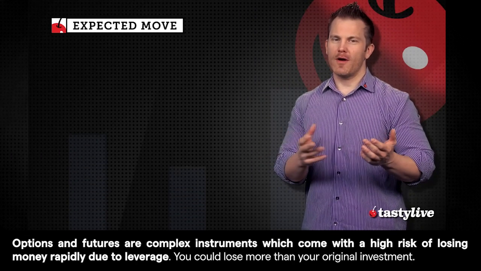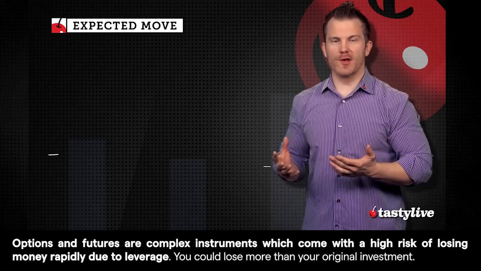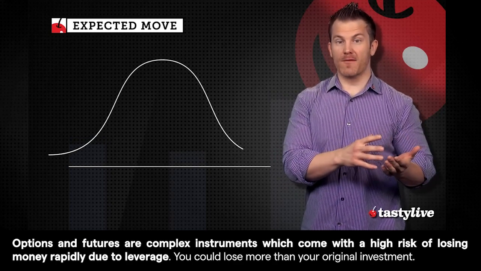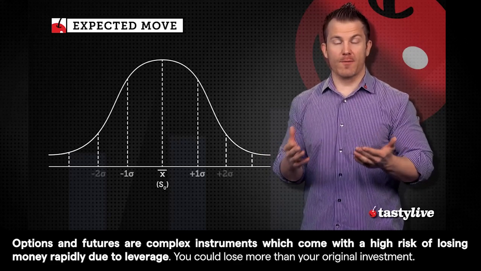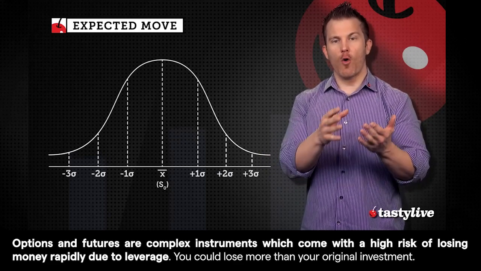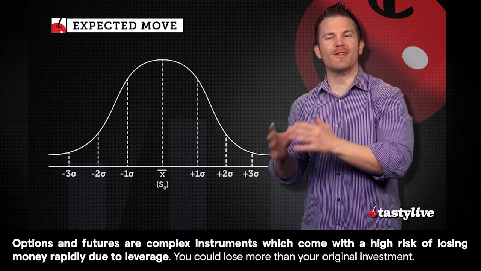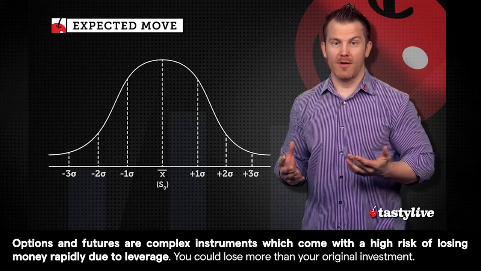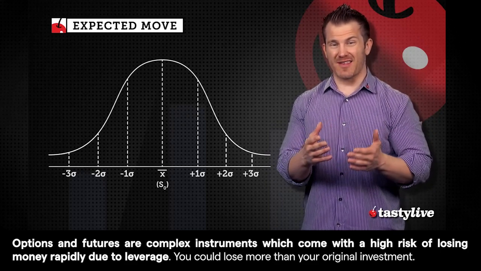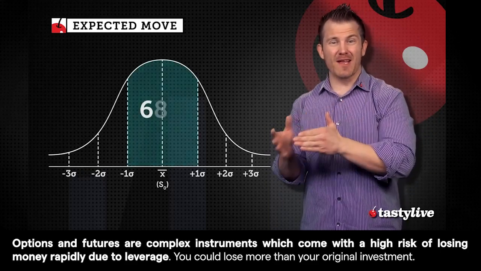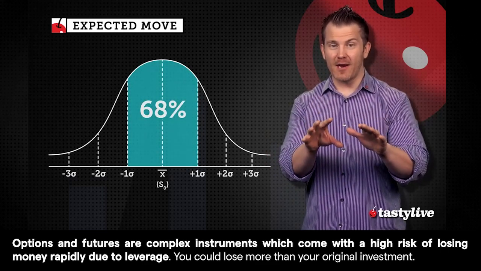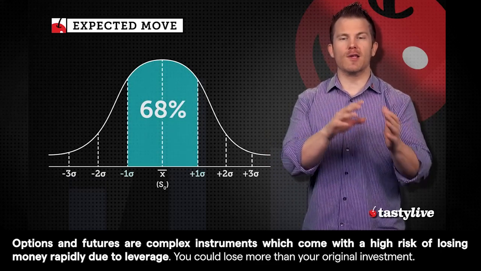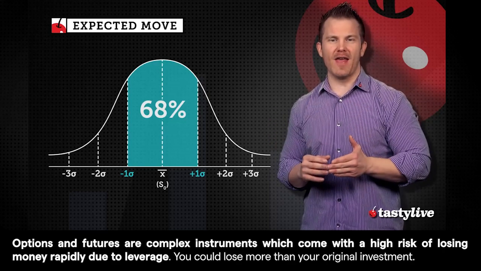The expected move derives its name from the normal distribution. Given enough observations and over enough time, stock price movements, and our results from trading those stock price movements, will fall into a normal distribution, or bell curve. Basic statistics shows us that approximately 68% of the time, the observations from a normally distributed data set will fall between plus or minus 1 standard deviation.